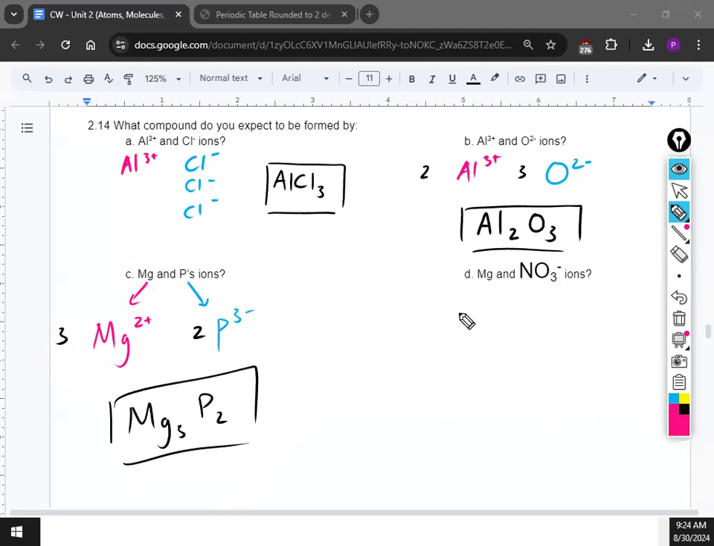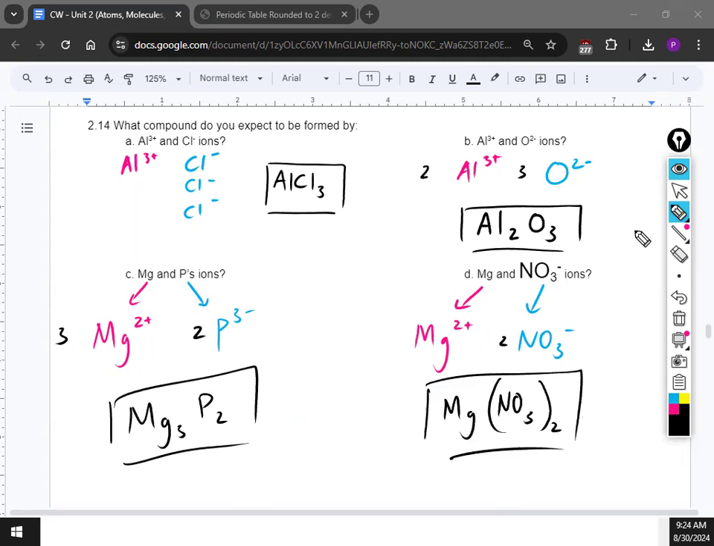All right, and then for the last one, we're using Mg again, so that's going to be 2+. Okay, your anion is a polyatomic this time. It's NO3 minus, nitrate. Now, you should notice that you need 2 nitrates in order to balance out the Mg. So it's going to be Mg and NO3, but since this is polyatomic, you put it in parentheses and you put a 2 behind it. Okay, and there you go.